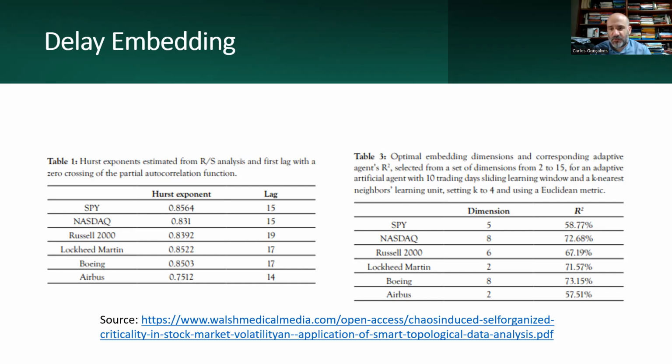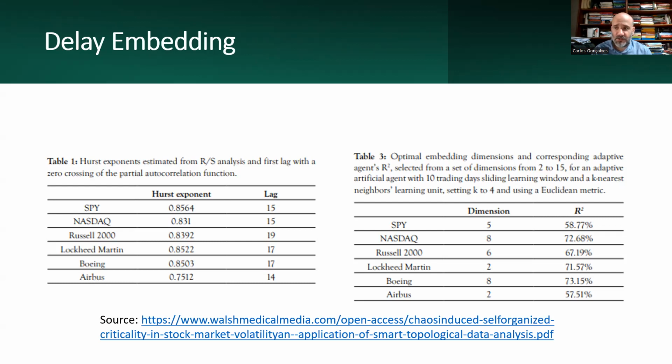We use the set of dimensions from 2 to 15. We tested these dimensions for an adaptive artificial agent with a ten trading days sliding learning window. Considering business days, this corresponds more or less to 2 weeks of trading. And the k-nearest neighbors learning unit setting k to 4 and using a Euclidean metric. We'll be seeing different values of k further on in the calibration of the number of nearest neighbors. But for now, we are looking at the main results for this set of dimensions from an adaptive topological AI using a k-nearest neighbors learning unit.